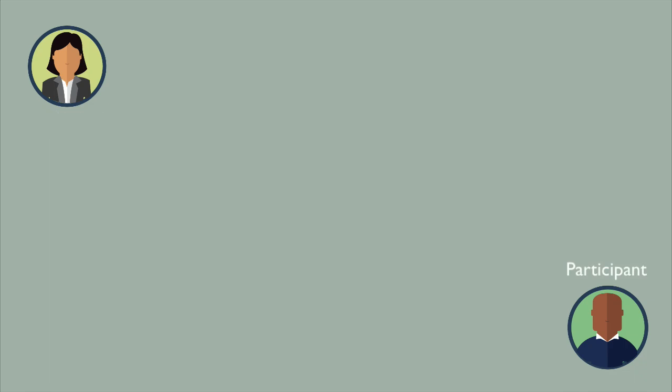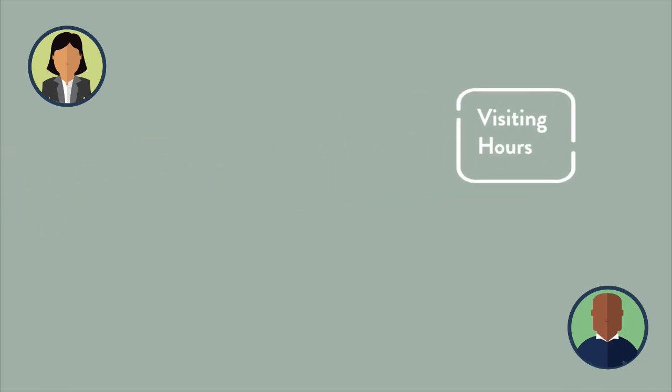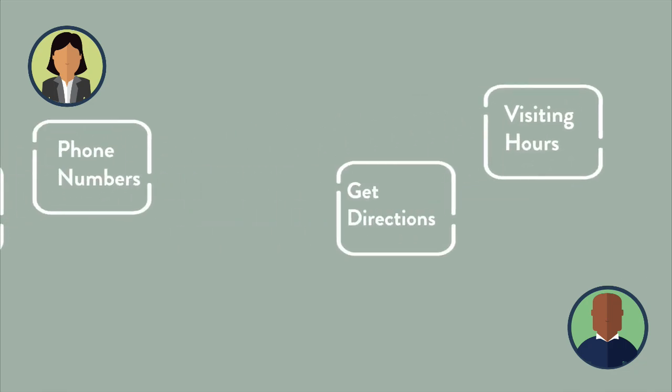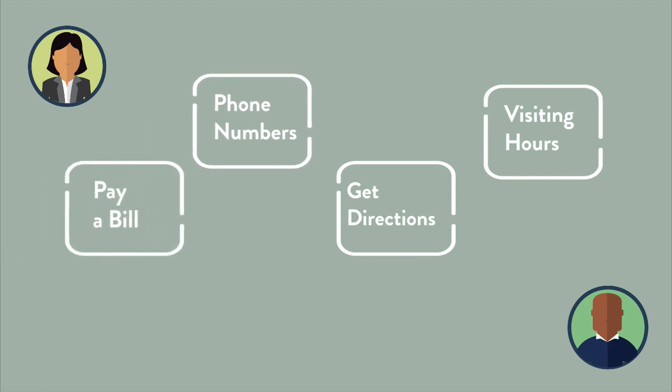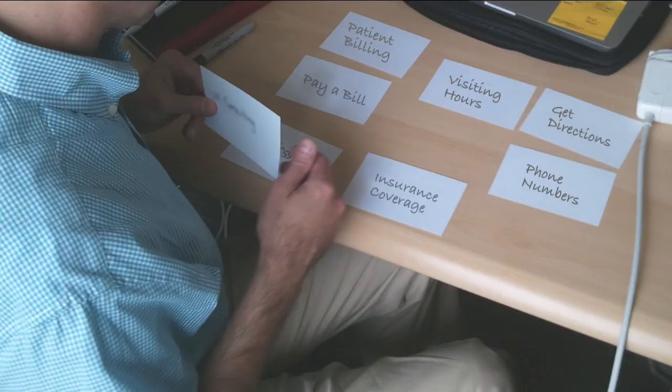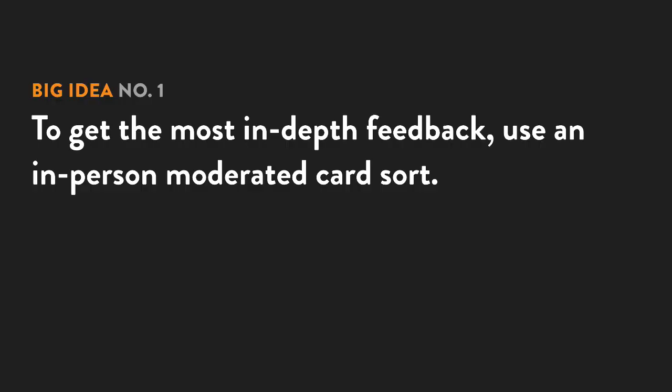You explain the project and then give them a number of content items written on cards, such as visiting hours, get directions to the hospital, phone numbers, pay a bill, and about 20 other items. Next, you ask your participant to sort the cards into categories in a way that makes sense to them. This leads us to big idea number 1. To get the most in-depth feedback, use an in-person moderated card sort.